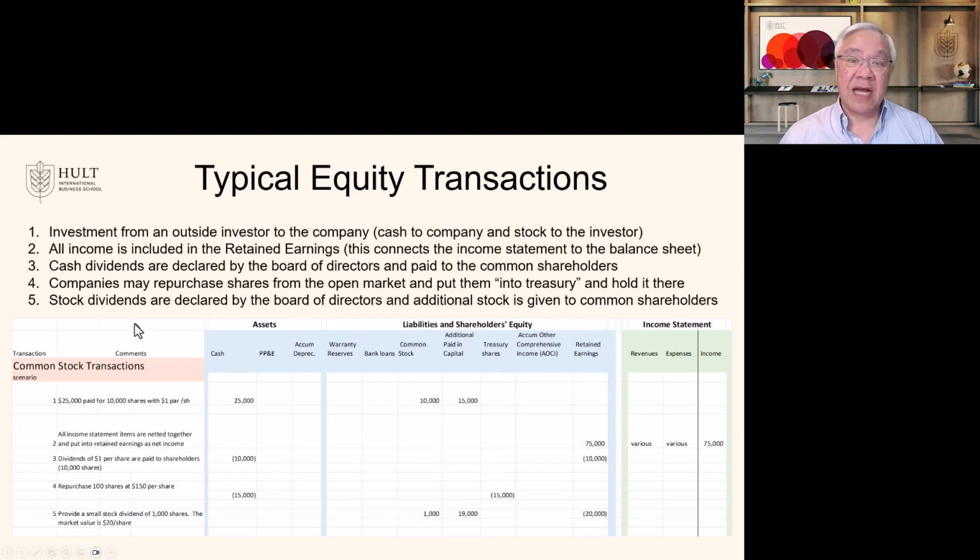The last item is a stock dividend, which is declared by the board, and we give shares to common shareholders. We provide a small stock dividend of 1,000 shares, and the market value of those shares is 20. What we do is say, okay, what is the value of the shares we just gave? Times 1,000 shares is $20,000. We treat that as if it were a cash dividend paying out, a negative to retained earnings, but instead of paying cash, we show that we gave 1,000 shares, and at par, that's $1,000, and we show that we got 19,000 in additional paid-in capital. That's this transaction. All right.